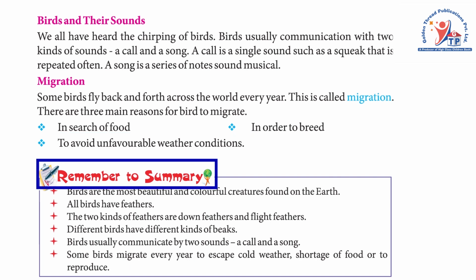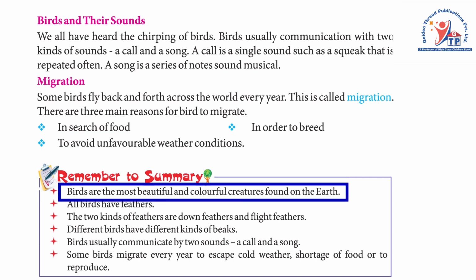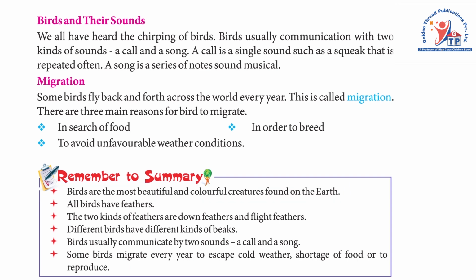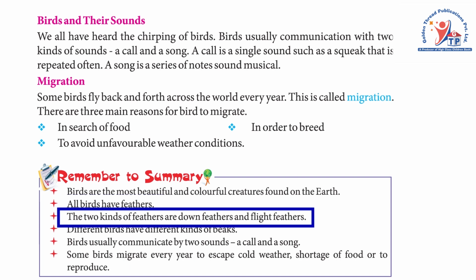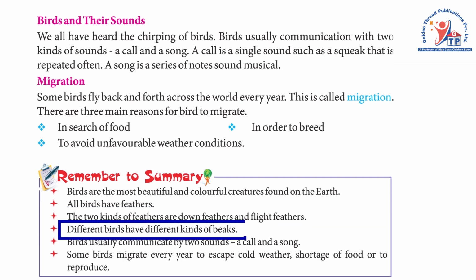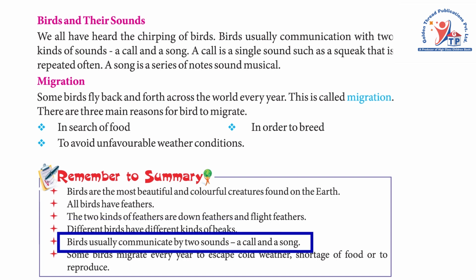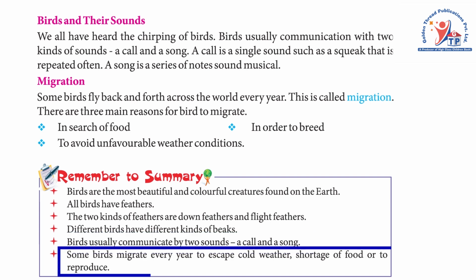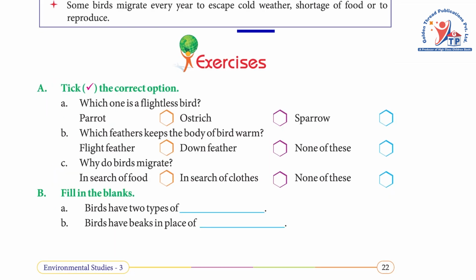Remember to summarize. Birds are the most beautiful and colorful creatures found on the earth. All birds have feathers. The two kinds of feathers are down feathers and flight feathers. Different birds have different kinds of beaks. Birds usually communicate by two sounds, a call and a song. Some birds migrate every year to escape cold weather, shortage of food, or to reproduce.